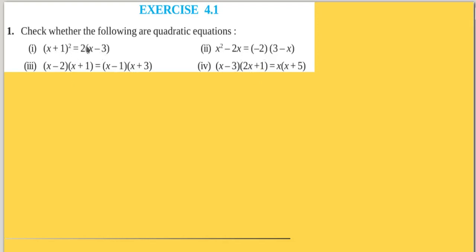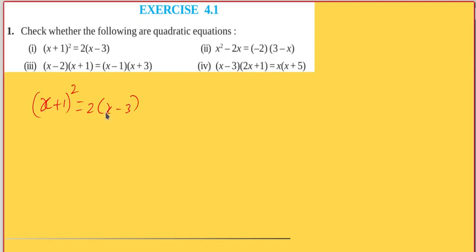First we have to simplify each and every equation. We need to simplify, then only we can find out whether it is in the form of a quadratic polynomial or not. If we get a quadratic polynomial, then the equation becomes a quadratic equation. So let me try to simplify it. x plus 1 the whole square equal to 2 times x minus 3. This is our first problem.